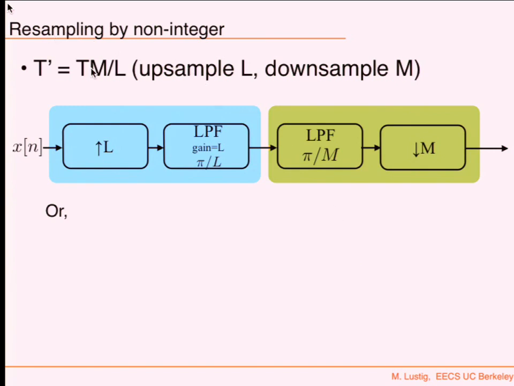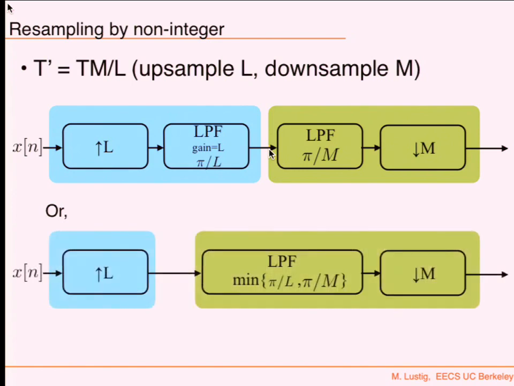So I want to resample from T to T times M over L. And the way I'm going to do it is I'm going to upsample by a factor of L and then downsample by a factor of M. Just concatenate those. So upsampling and then low-pass filtering by pi over L with a gain L. And then low-pass filter by pi over M and then downsample. So this is the reconstruction filter and this is the anti-aliasing filter. Obviously, you've got two low-pass filters. You don't have to use them both. You can just combine them into the minimum of pi over L and pi over M, and just use one.